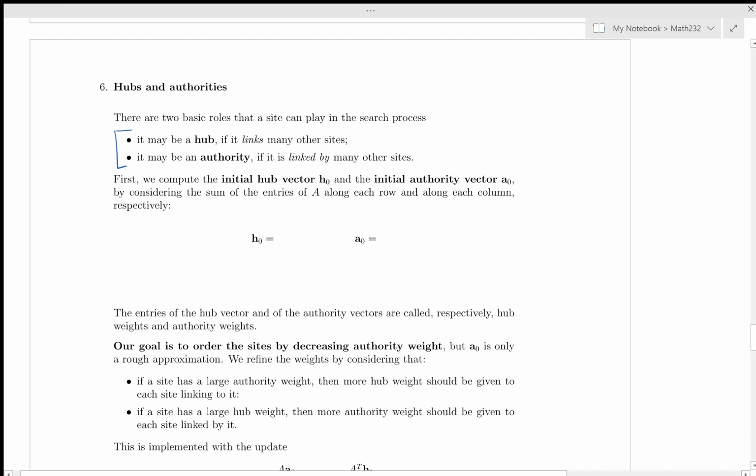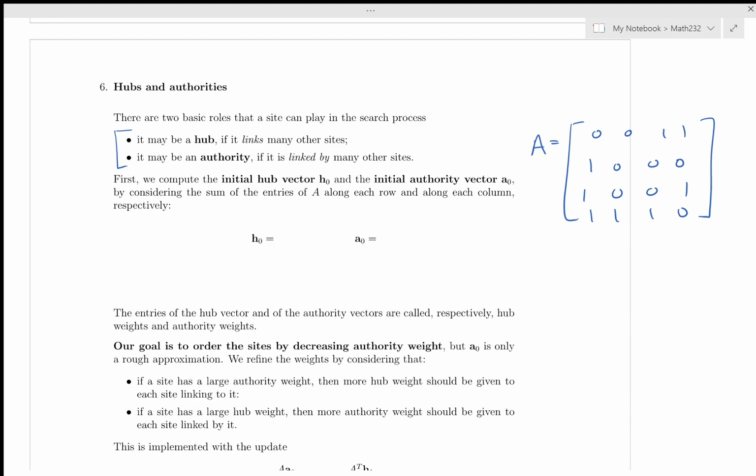Okay, so if we've got our matrix A, I'm just going to write it here again for convenience. We've got our matrix A, which looks like this: 0, 0, 1, 1, 1, 0, 0, 0, 1, 0, 0, 1, 1, 1, 1, 0. There it is. Okay, now we compute. Let's talk about the hubs first, and that is going to be the rows.